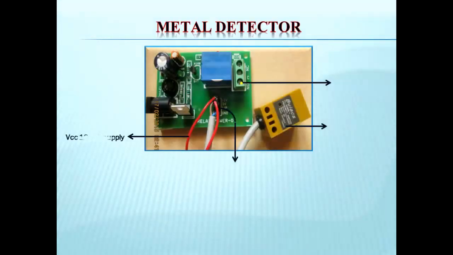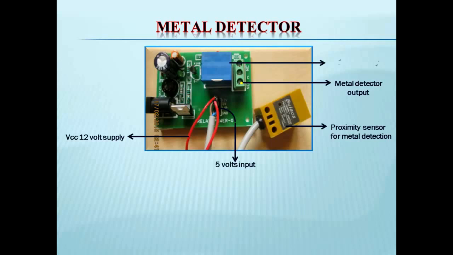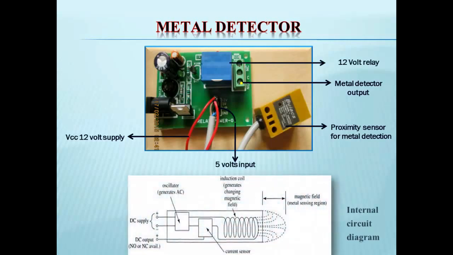Metal detector. The metal detector uses a 12 volt power supply. It has a proximity inductive sensor for metal detection. When metal is detected, a relay output is obtained. The 5 volt input and the pole are shorted. This PCB is self-designed and the output of the detector is tapped from the anode terminal and given to the TI-MSP430 Launchpad P1.3 pin.